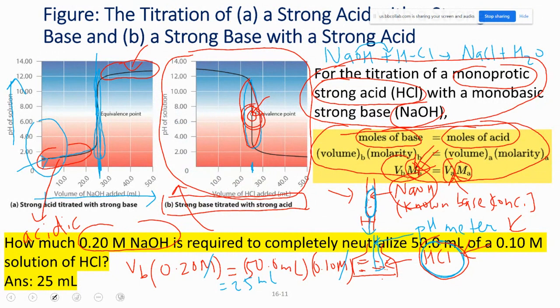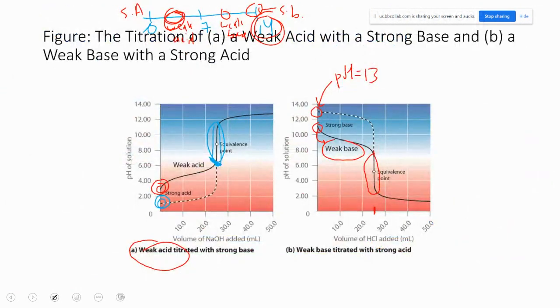So again, I just want to make sure you are able to identify these kinds of graphs, whether a strong acid is being titrated with a strong base, or the other way around, or a weak acid is being titrated with a strong base, or a weak base with a strong acid, based on the graphs if they were given to you.